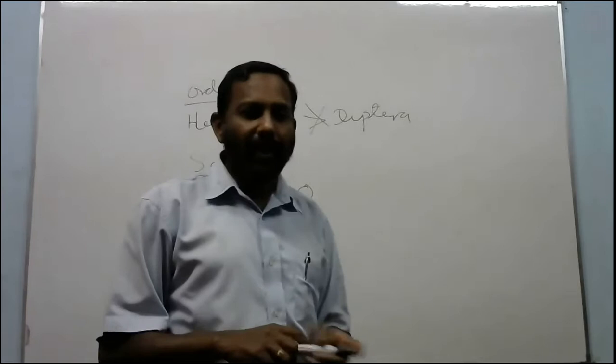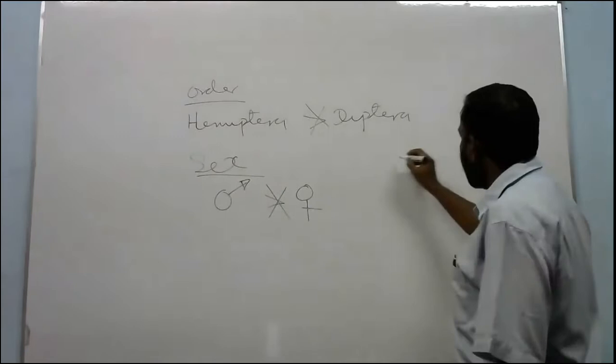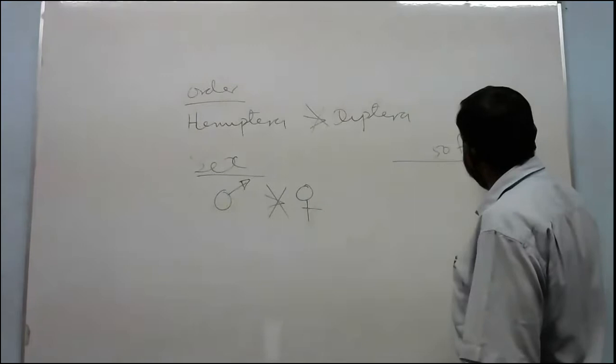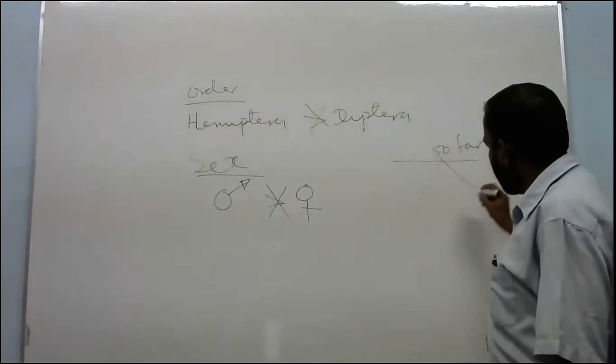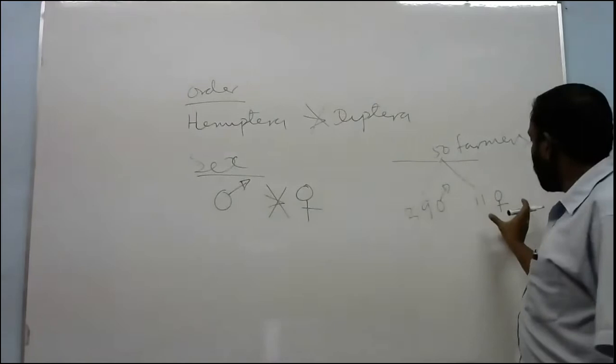Likewise, we cannot rank them. Therefore, we can group them. Let's say today I have interviewed 50 farmers. Among that, 39 farmers are male. The remaining 11 are female, let's say widows or whatever it is.